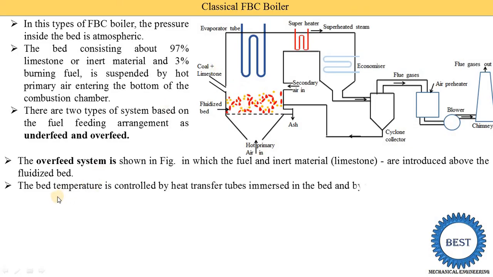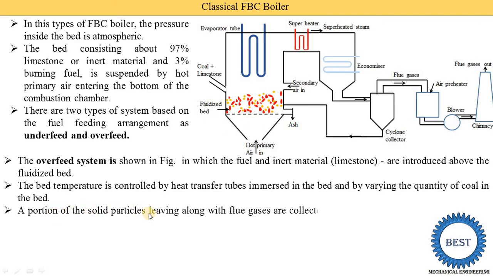The bed temperature is controlled by heat transfer tubes immersed in the bed and by varying the quantity of coal in the bed. Means the temperature of this bed is controlled in two ways. The first way is that different tubes are immersed in the bed, and water is passed in these tubes. The water absorbs the heat energy, so accordingly we can control the temperature. Second, we can change the quantity of coal supplied through this passage. By these two ways we are able to control the temperature of the bed.